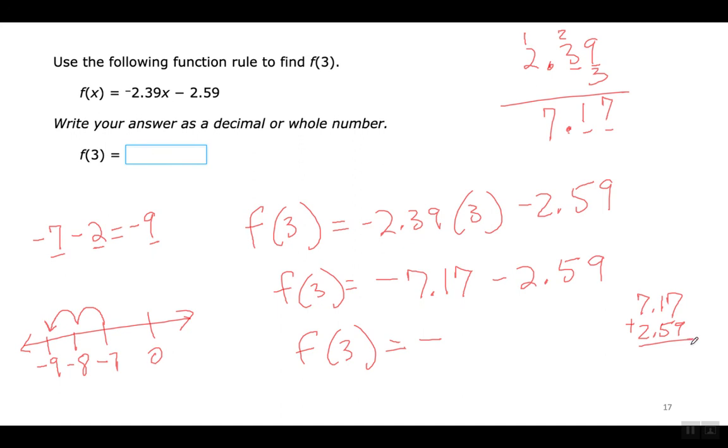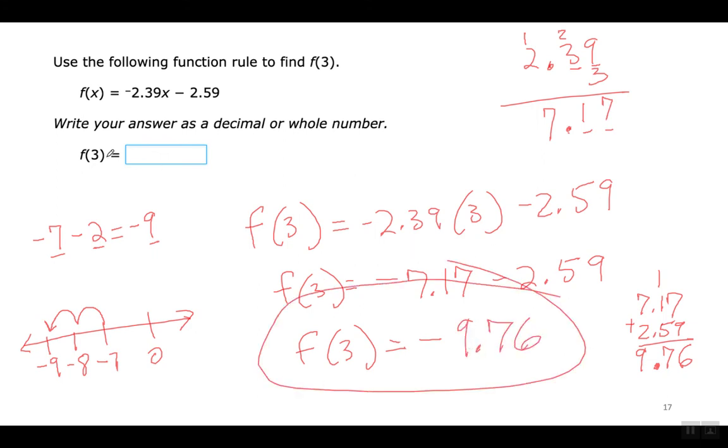9 plus 7 is 16. Carry the 1. 1 plus 1 is 2. 2 plus 5 is 7. Keep the decimal point right here. 7 plus 2 is 9. So my answer is negative 9.76. There's my answer. Boys and girls, we are done. That concludes this lesson.